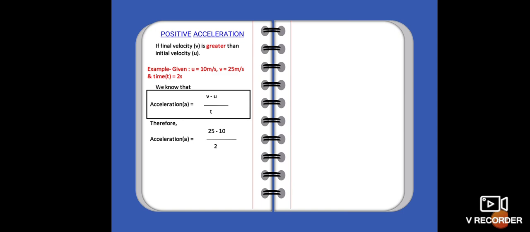And according to acceleration, that is (v minus u) by t. What is the value of acceleration? That is (25 minus 10) by 2, that is 15 by 2, equal to positive 7.5 meter per second square. This is the example of positive acceleration, which gives us positive 7.5 meter per second square.